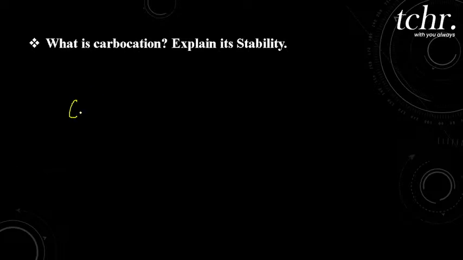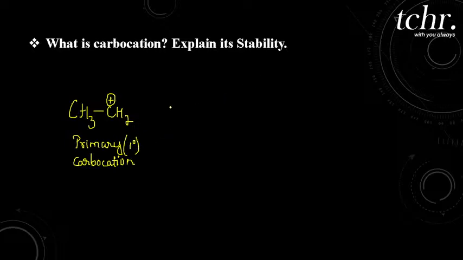So I can write carbocation also as CH3CH2+. If the positive charge is on this carbon atom of the CH2 group, and it is further attached to one methyl group, then this, students, is called a primary carbocation. Okay, primary. You know how the carbocation is formed? I explained it in the heterolytic cleavage, right?